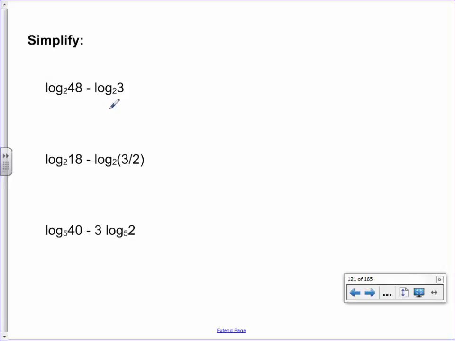Yeah, the subtraction means dividing. So that means that we have log base 2 of whatever 48 divided by 3 is. It's 48 divided by 3. 16. Cool. And then we have to ask ourselves a question. How many 2's go into the number 16? 2 times 2 is 4, times 2 is 8, times 2 is 16. So 4.